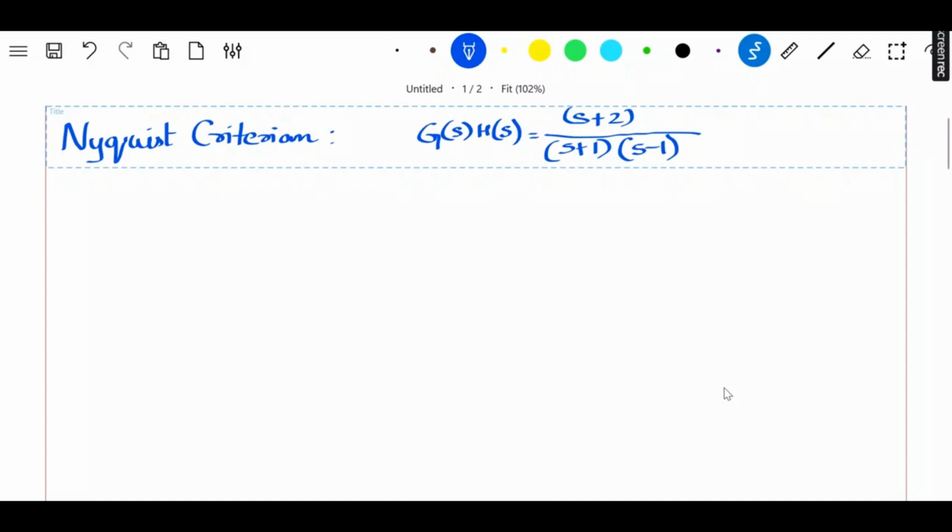Hi. So in the previous video, you might have seen how to solve a given problem based on Nyquist criteria and how to comment on the stability result for a given problem. Anyway, in this video, let us look into a new problem now.